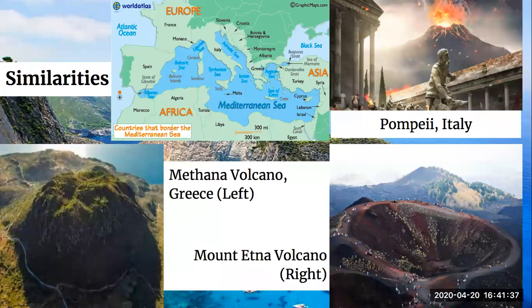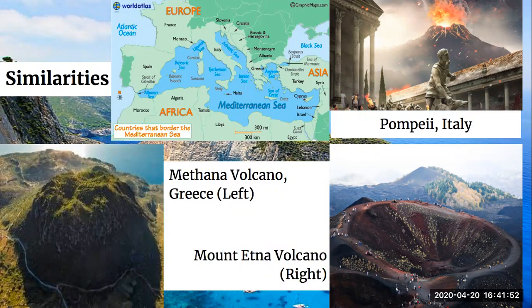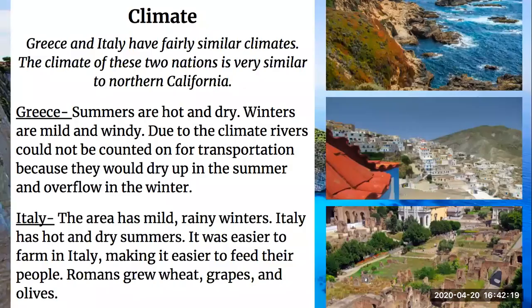Some similarities between both Italy and Greece is that they both have volcanoes. Below we see a photo of the Methana volcano, which is in Greece, and then we also see Mount Etna's volcano to the right, which is in Italy. Mount Etna is a volcano that erupted a couple years ago, but in ancient Italy, there was a volcano that erupted in a town called Pompeii. Pompeii is a famous story about this volcano that erupts and then covers a city in ash. It's really dramatic, it's true, it's unbelievable. I would highly recommend reading more about Pompeii if you get the chance.